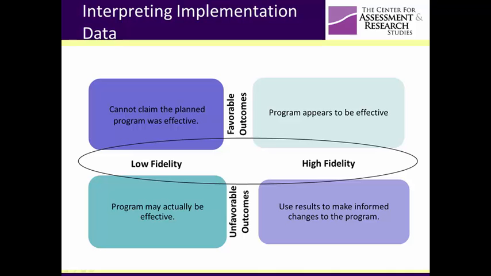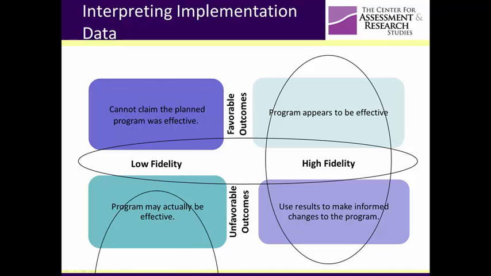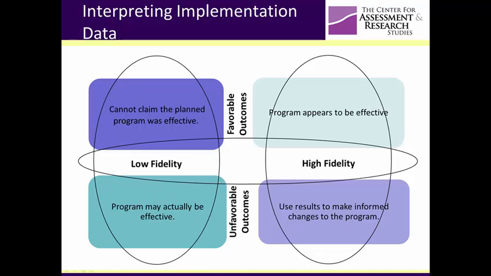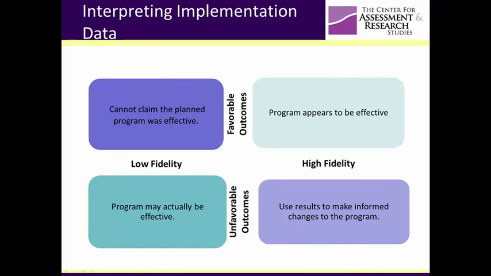Okay, so what do we have on the right-hand side? Everything in the right column indicates high fidelity, like I said. Things on the left here will indicate low fidelity. Now let's take a look at the y-axis, and let's just start with the one on top.